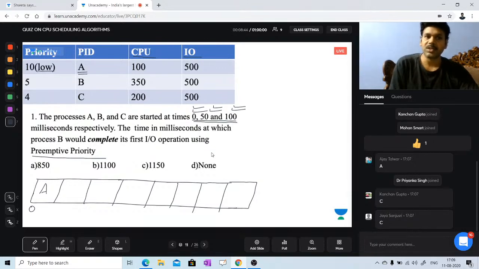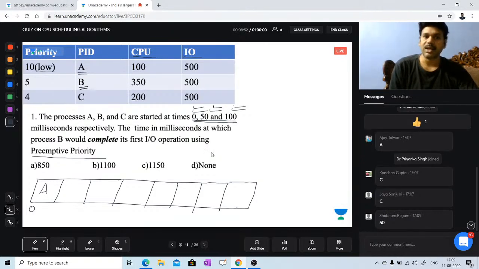So it is going to be executed for 50 units, up to the next arrival. The next arrival is at 50, so I can execute 50 units. You can also help me through comments or through chat. So the balance is 50 here. In the duration 0 to 50, one more process has come, that is process B.